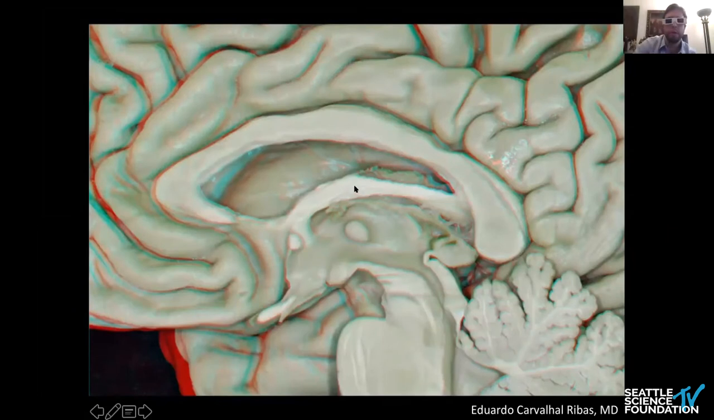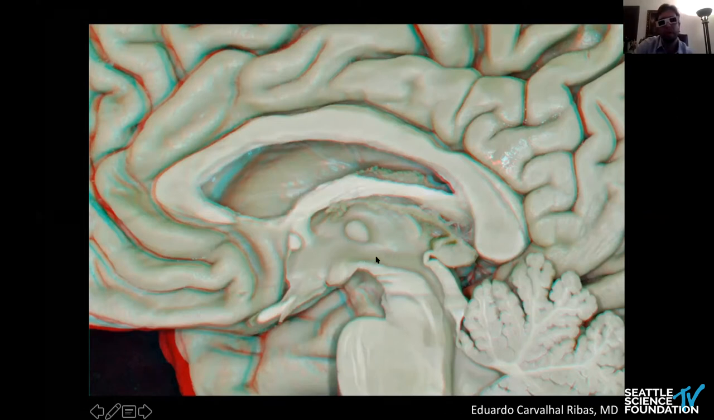And here we can see the fornix going to the mammillary body, just as Professor Ture showed nicely in his fiber dissection. From the foramen of Monro to the opening of the aqueduct, we can see a very shallow sulcus here. It's called the hypothalamic sulcus. The hypothalamic sulcus will divide the thalamus superiorly from the hypothalamus inferiorly. While the thalamus is an ovoid, well-defined structure, the hypothalamus is more like a region. It's everything which is inferior to this sulcus here.